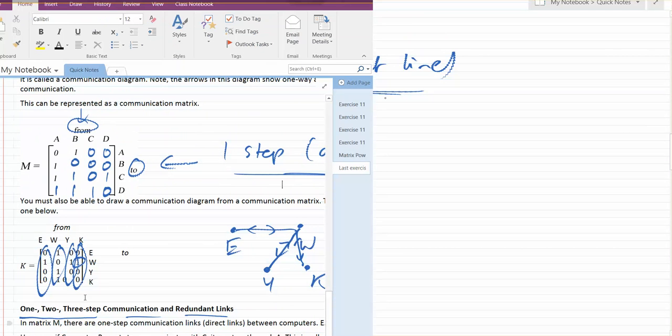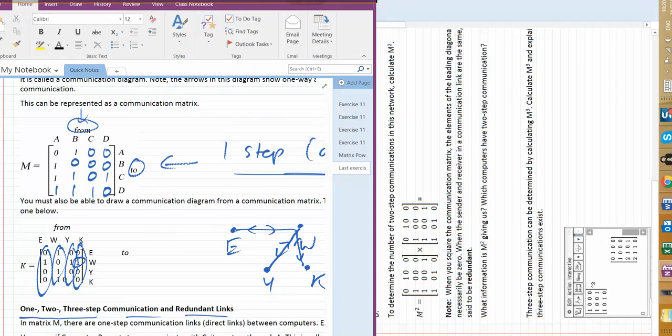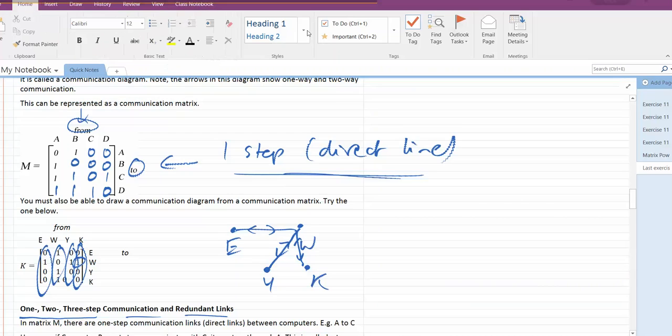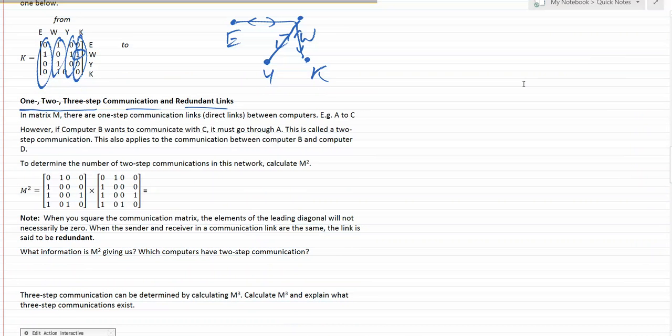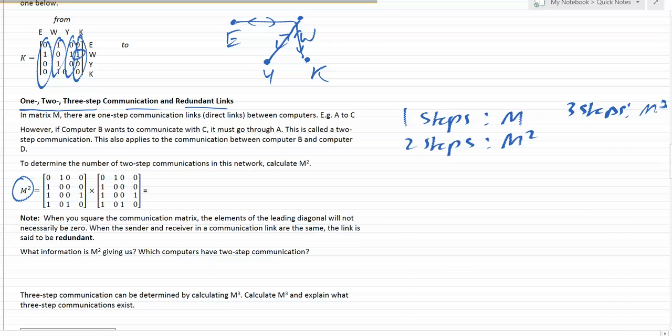Now, if I want to find 2-step communication links, I need to square it. So 1 step means M only, 2 steps, M squared, 3 steps, M cubed. It's very important that you understand that if you want the number of 2-step communications, you need to square it, and to find the number of 3-step communications, you cube it.